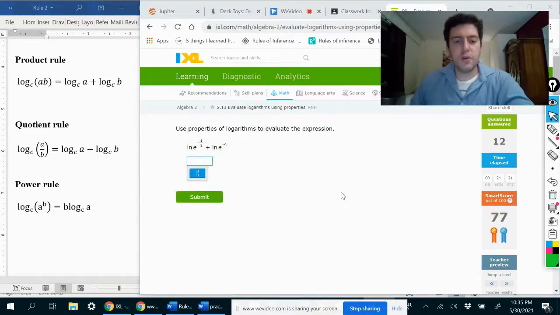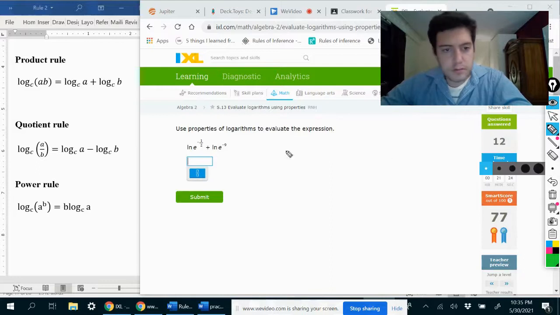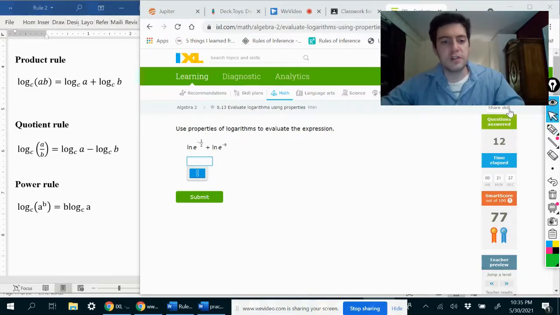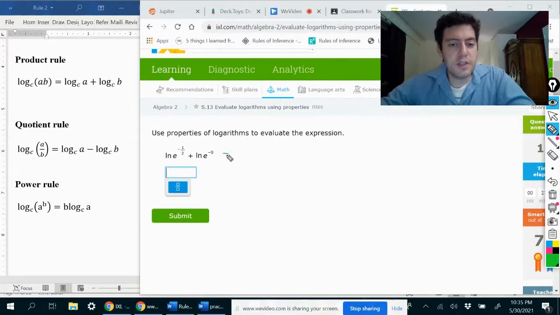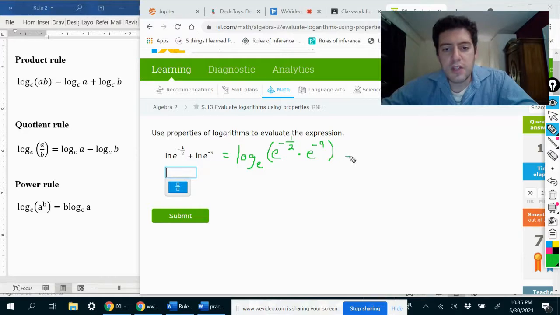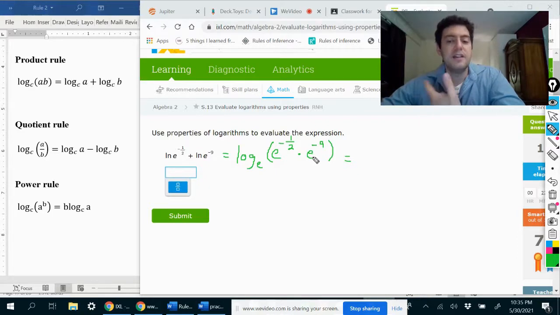Okay, so now we have a fraction over here. Don't get scared by fractions or negatives. We have both here. All right, so this is equal to the log base e of e to the negative 1 half times e to the negative 9. So I just used the product rule. Since I see addition over here, we're going to multiply this and this. We've done that a bunch of times already. So now you just have to remember that when you're multiplying, going back to the laws of exponents, you need to add the exponents.